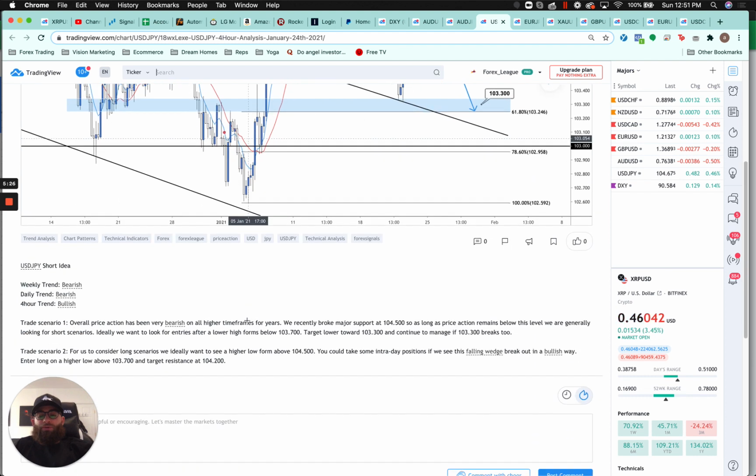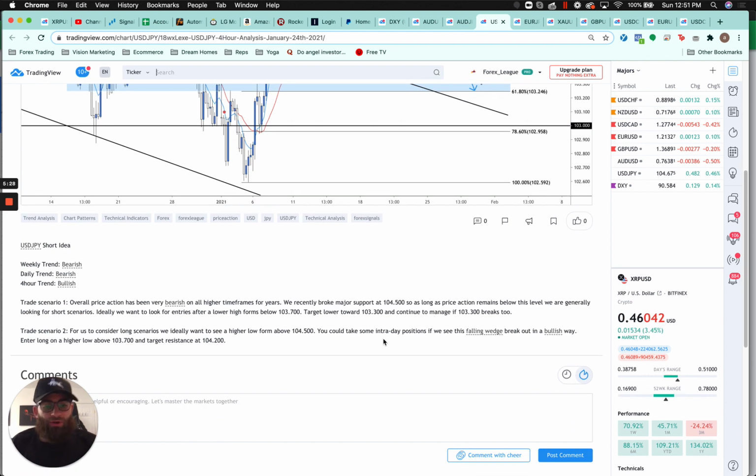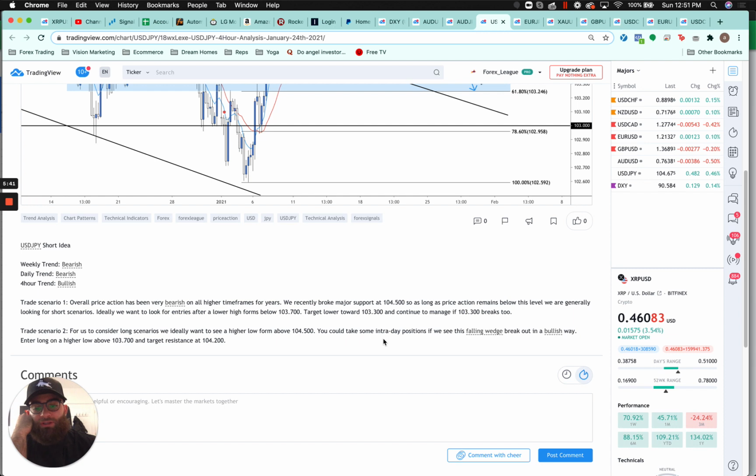So this is this whole range that we're in. As long as price action remains below this level, we are generally looking for short opportunities or short scenarios. Ideally, we want to look for entries after a lower high forms at 103,700, target lower towards 103,300, and continue to manage if 103,300 breaks too.